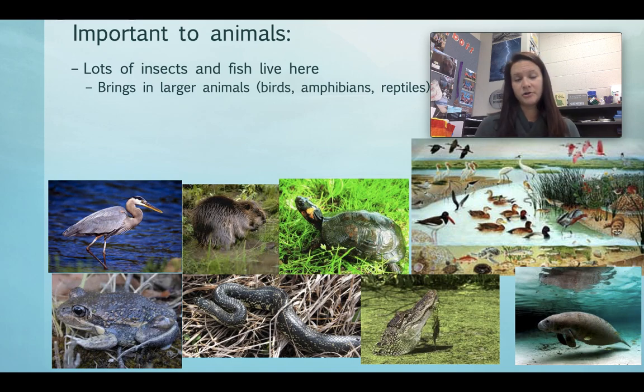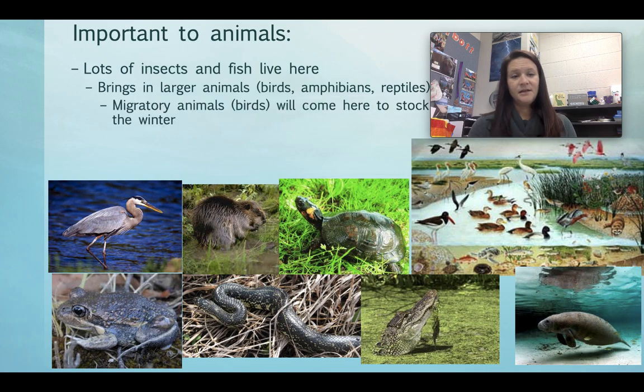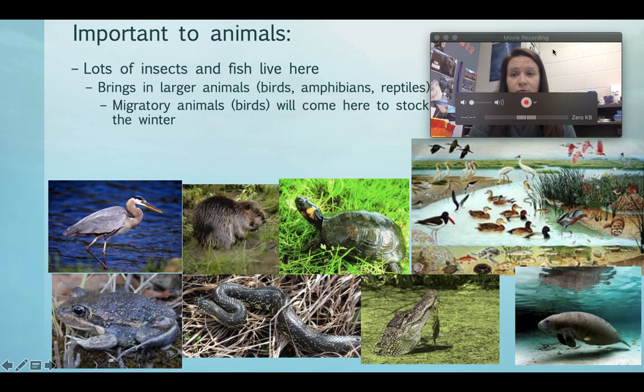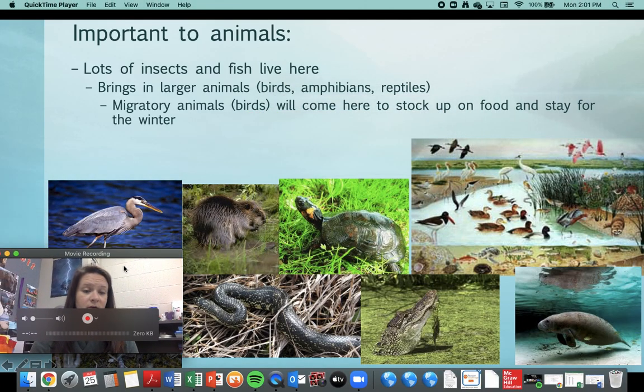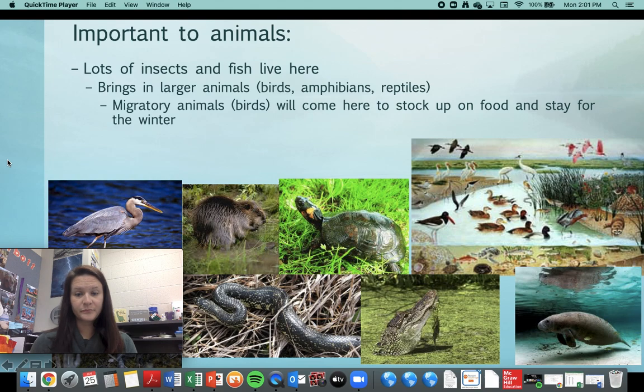This is going to bring in larger animals, things like birds, amphibians, reptiles. There are mammals that live there too. I just didn't mention it. Migratory birds and animals as well, particularly birds, they like to come here. So on their way south, they will either stay there in the wetland for the winter time, or they will stop there to stock up on their food before heading more south.